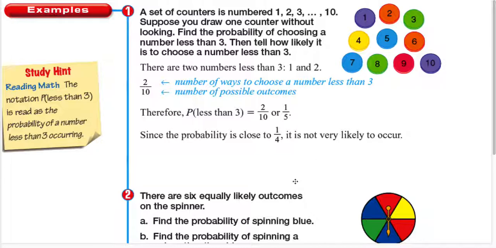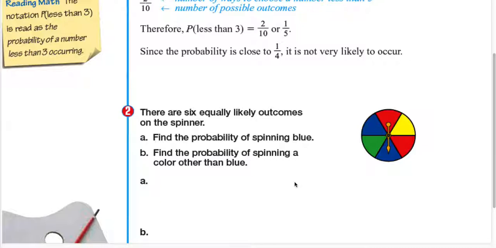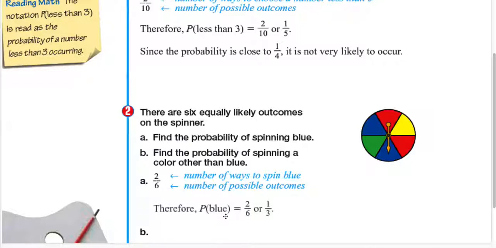Let's take a look at example number 2. In example number 2, there are 6 equally likely outcomes on the spinner. Find the probability of spinning a blue, letter A, and find the probability of spinning a color other than blue. So if you notice, there are 2 blues out of 6 possible outcomes. So it's going to be 2 out of 6. 2 represents the number of ways to spin a blue, and 6 represents the number of possible outcomes. Therefore, the probability of getting a blue would be 2 over 6 or 1/3.